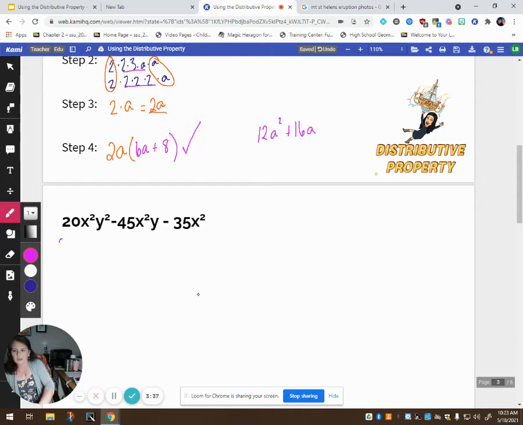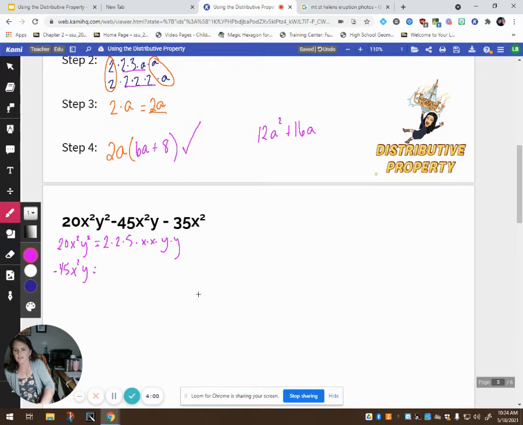Okay, I'm going to break down 20x squared y squared. 20 is the same as 2 times 10. 10 is the same as 2 times 5. So 2 times 2 is 4, 4 times 5 is 20. Then times x, times y, times y. Okay, same thing for negative 45x squared y.